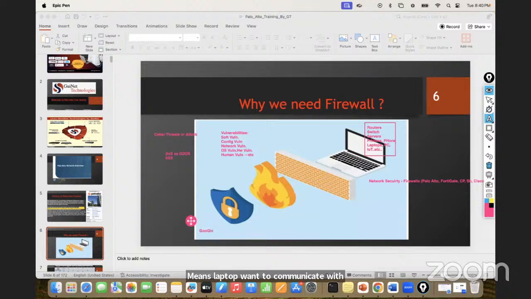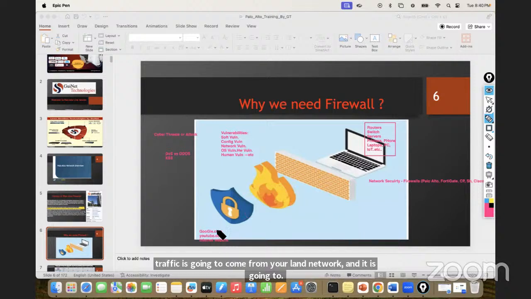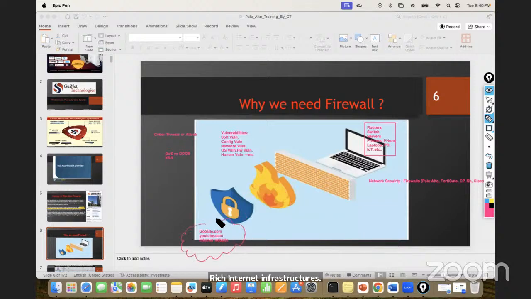Then we have a problem. They have to communicate with youtube.com, right? They have to communicate with any open internet website, right? So then we have the problem. Why? Because your traffic, let me draw with my pen, is going to come from your LAN network and reach the internet infrastructure. So this is how the communication is going to happen from your device to the internet.